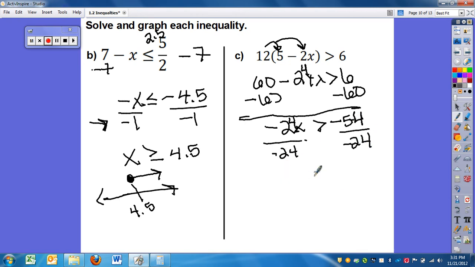Alright, so I divided by a negative, so hopefully in your brain you're saying, oh, I gotta flip my sign. X is less than, and then negative 54 divided by negative 24 gives me 2.25, or 2 1/4. So then we're going to graph. We get 2.25, open circle, and X is less than, so we'll go to the left.